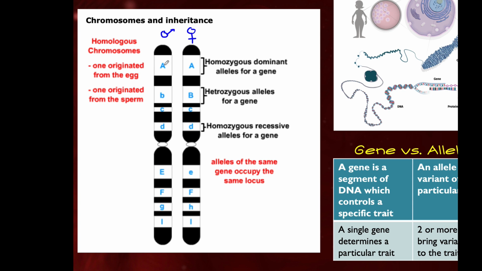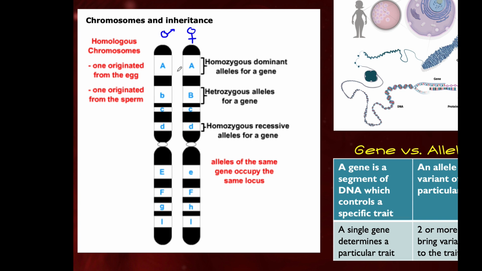And we're going to imagine that every time you get a capital letter A, we're going to call that dominant, which means that the characteristic will be expressed when someone receives a capital A. So in this case, we receive two capital A's, which means 100% this particular trait is going to be expressed because of that combination.